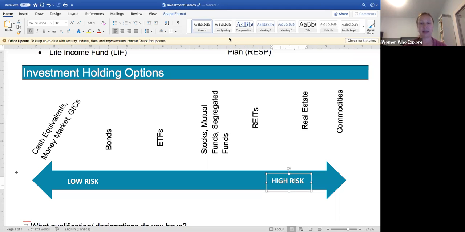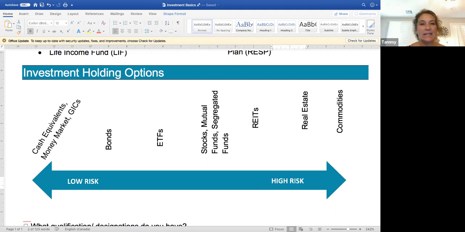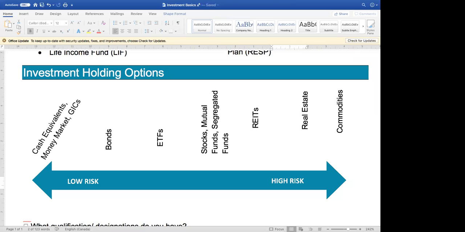The next lineup from that would be mutual funds and segregated funds. Does anybody know offhand, are there segregated funds in the United States? Has anyone heard of segregated funds? Okay. Give me one quick second because I have no idea. I've never heard of it either.